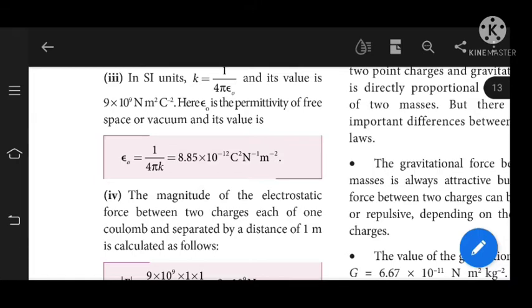And the next one: the magnitude of the electrostatic force between two charges, each of 1 coulomb, separated by a distance of 1 meter.